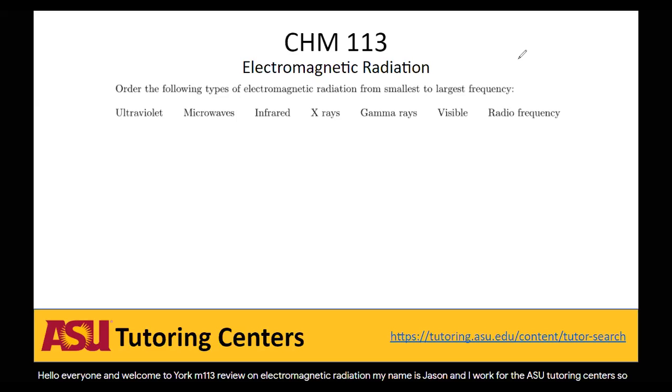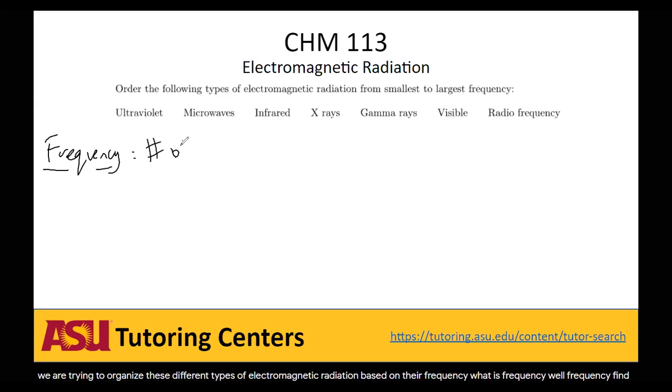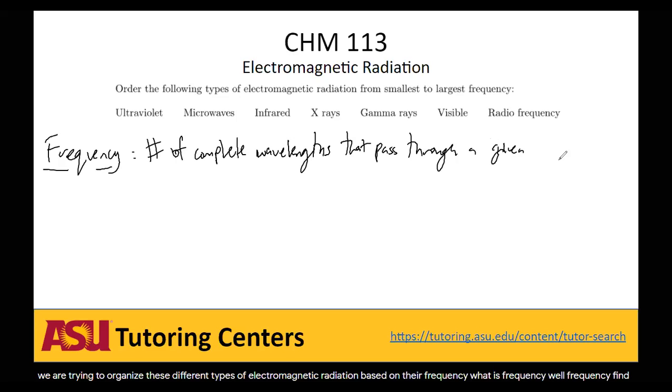So we are trying to organize these different types of electromagnetic radiation based on their frequency. What is frequency? Well, frequency is defined as the number of complete wavelengths that pass through a given point each second.